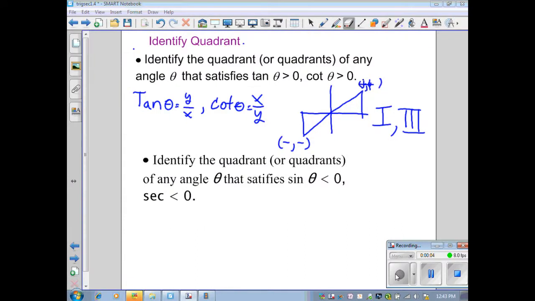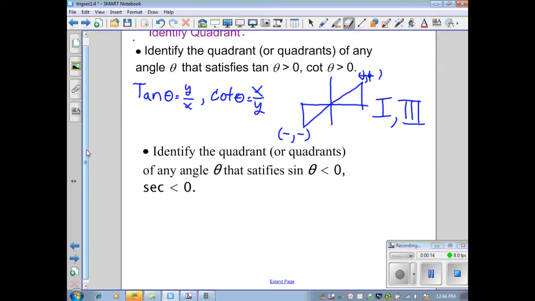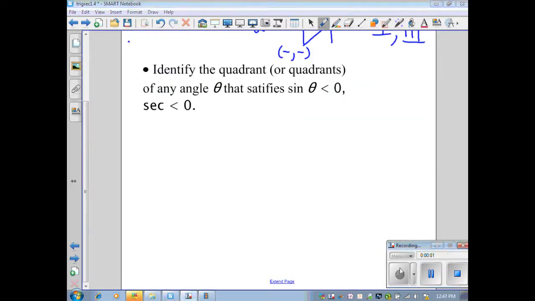Let's look at my next example. It asks me to identify the quadrant or quadrants of any angle theta that satisfies sine theta less than 0 and secant theta less than 0. Let's recall that sine theta is equal to y over r. What we need to do is take a look at a coordinate plane and determine where sine theta is going to be less than 0.